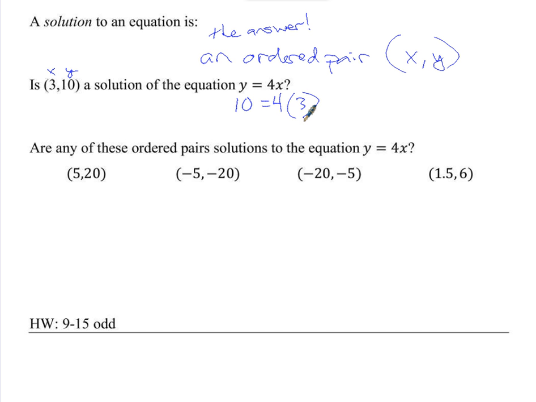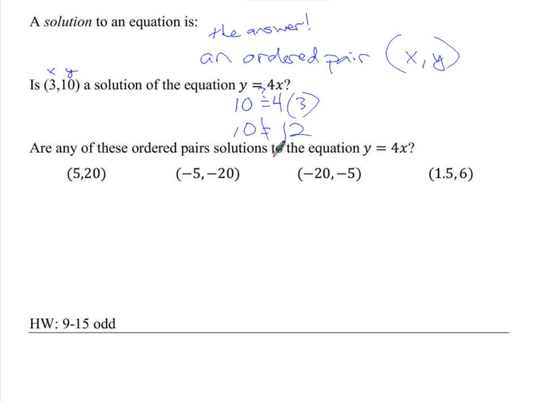Okay, so on the left, what do I get? On the left, I get 10. There's nothing to do, so I just keep the 10. And now I have equals, and I'm not sure if it equals or not. So maybe I should put a question mark above that equal sign. 4 times 3 is 12. Is that true? No. So what's the symbol for not true?